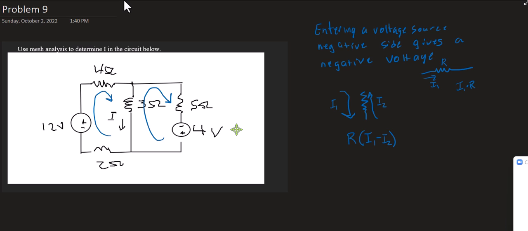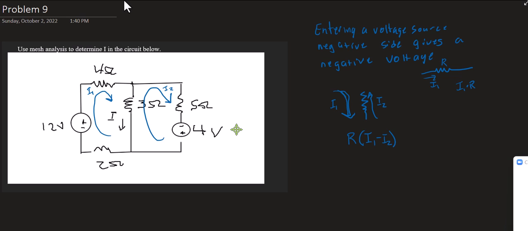Because if I'm working on my I1 loop, so this is from my I1 loop, because my I1 will be positive and my I2 will be going in the opposite direction of I1. And you'll see how that works. It'll make more sense in a minute. So I'm going to call this one I1 and this one I2.